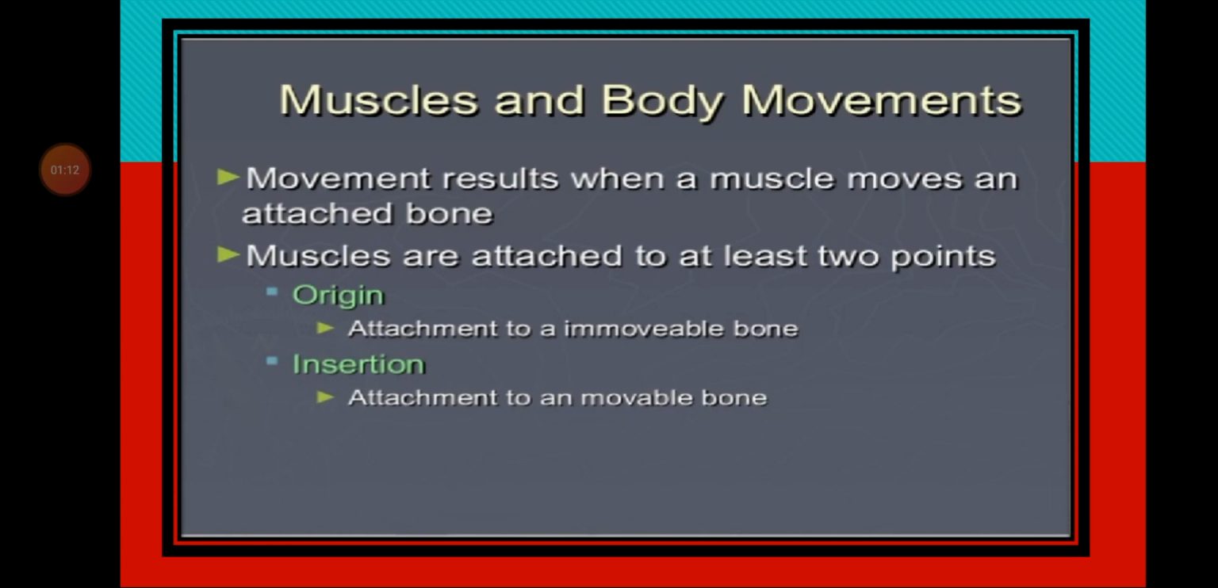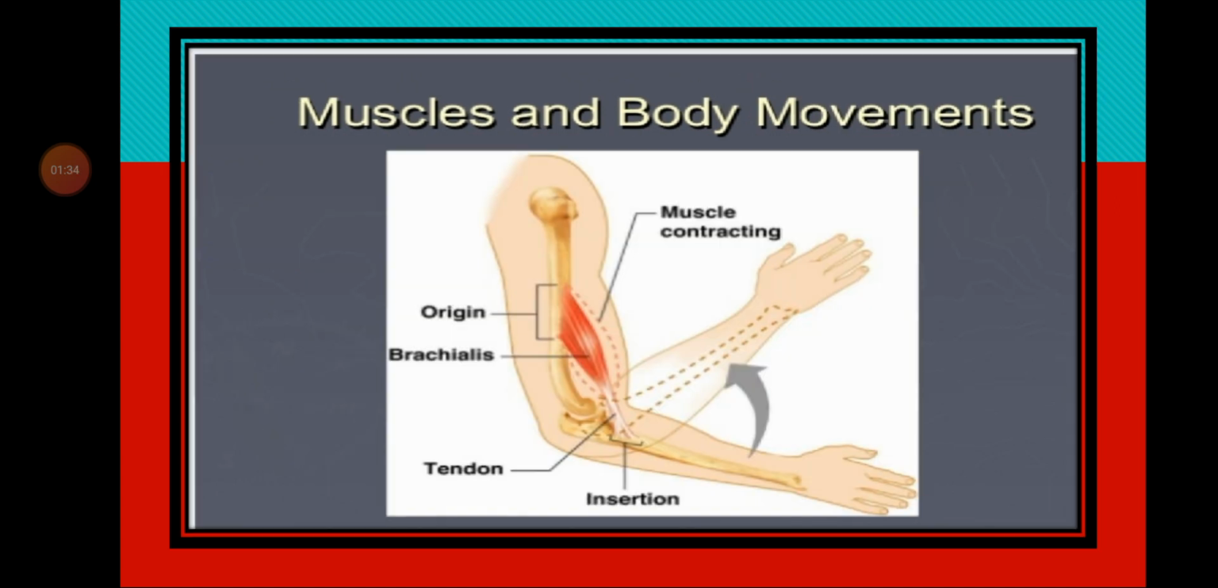First one, muscles and body movements. Movement results when a muscle moves an attached bone. Muscles are attached to at least 2 points, origin and insertion. Attachment to an immovable bone is called origin, and attachment to a movable bone is called insertion.